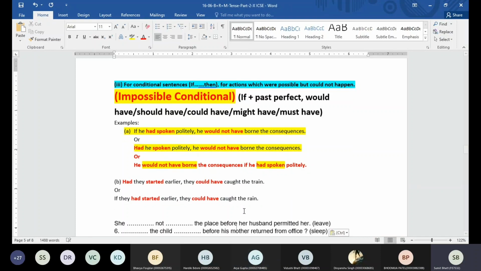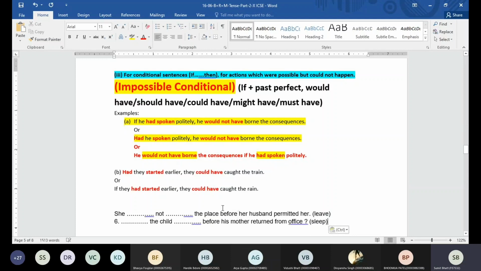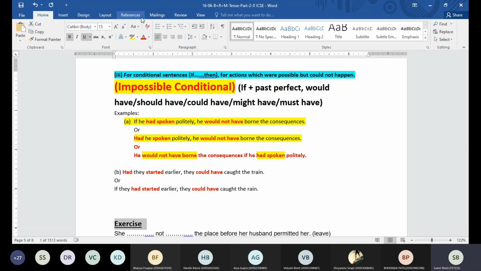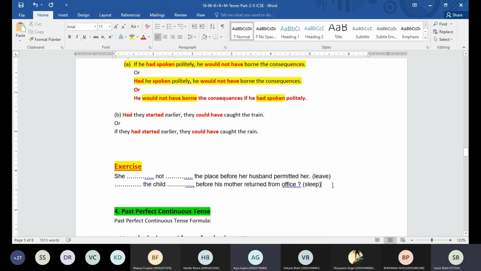Okay, one exercise, some sentences we have. So we have to put she dash the place before her husband permitted her. What's going to be here? Am I audible, everyone? Yes, sir. Good. So what's going to be here? She dash the place before her husband permitted her. What is going to be right? Did not leave the place. Did not leave. Or had not left.